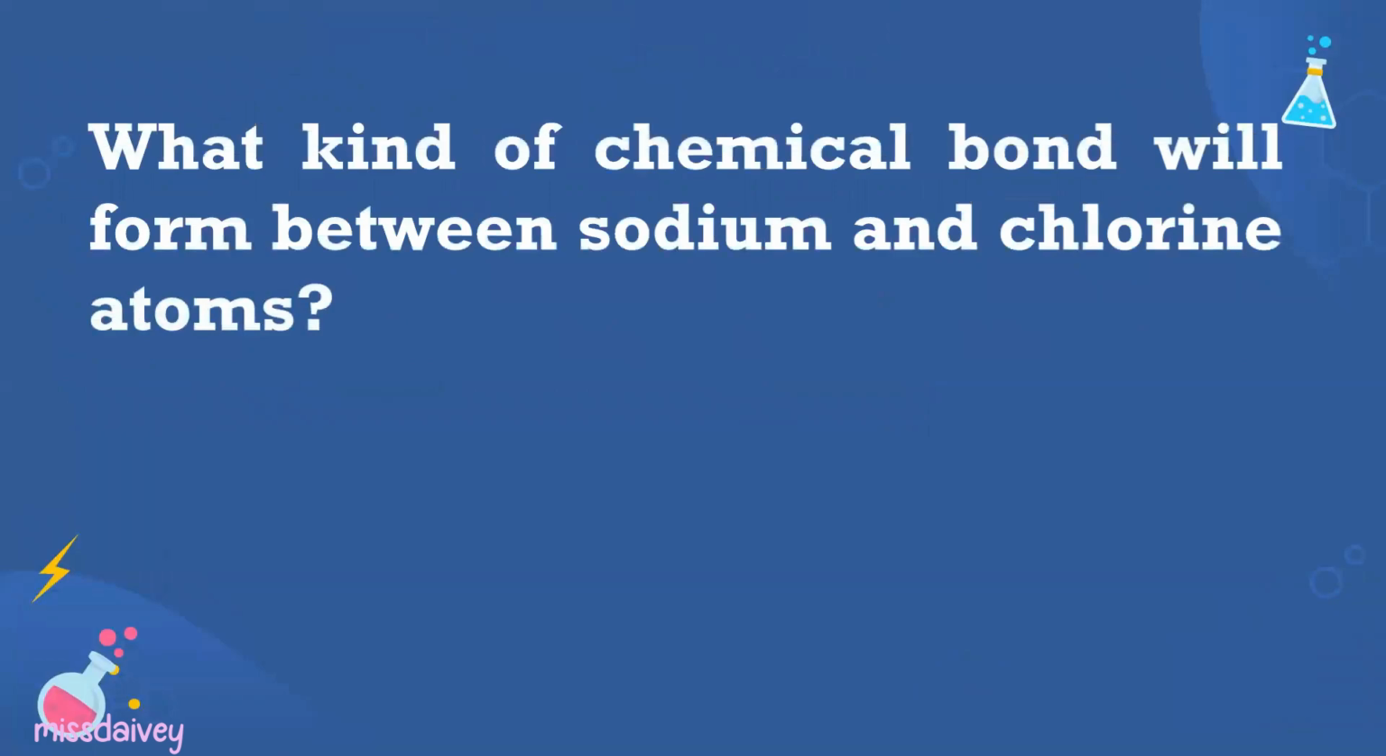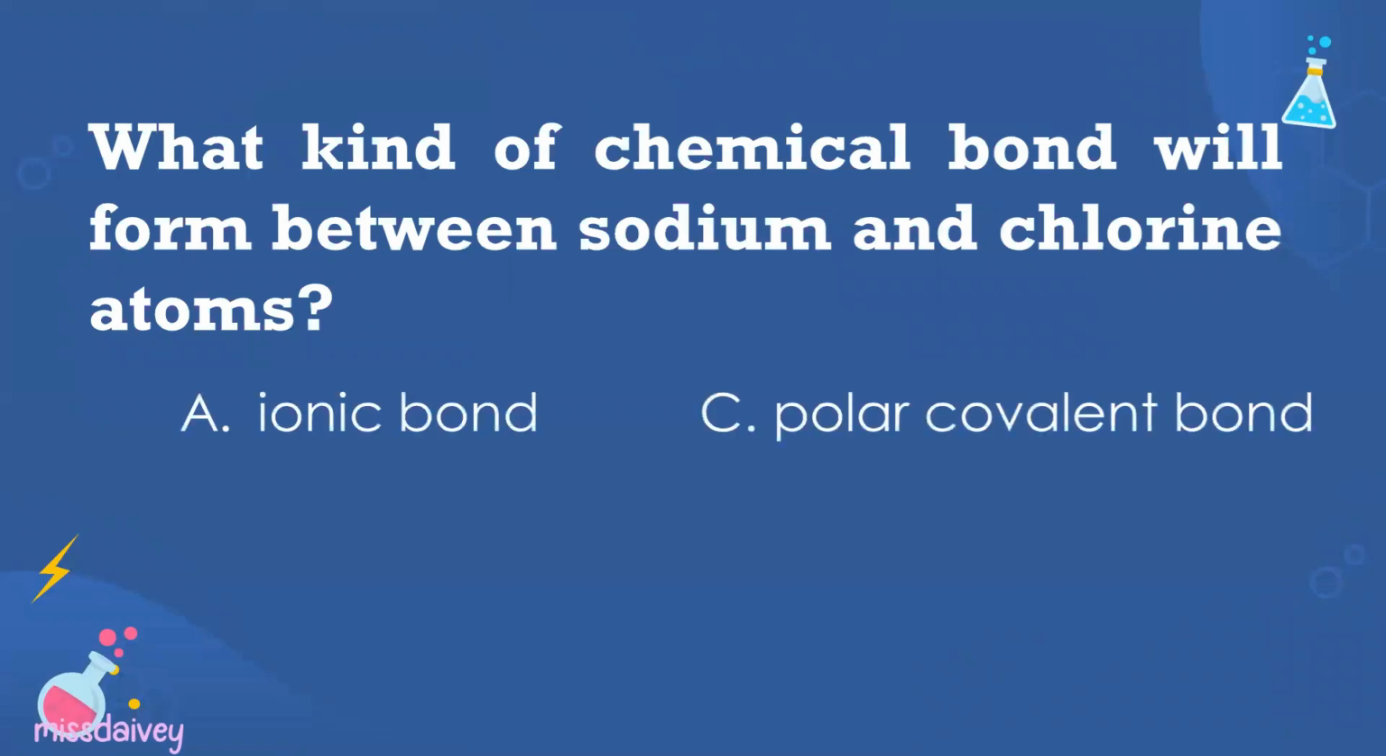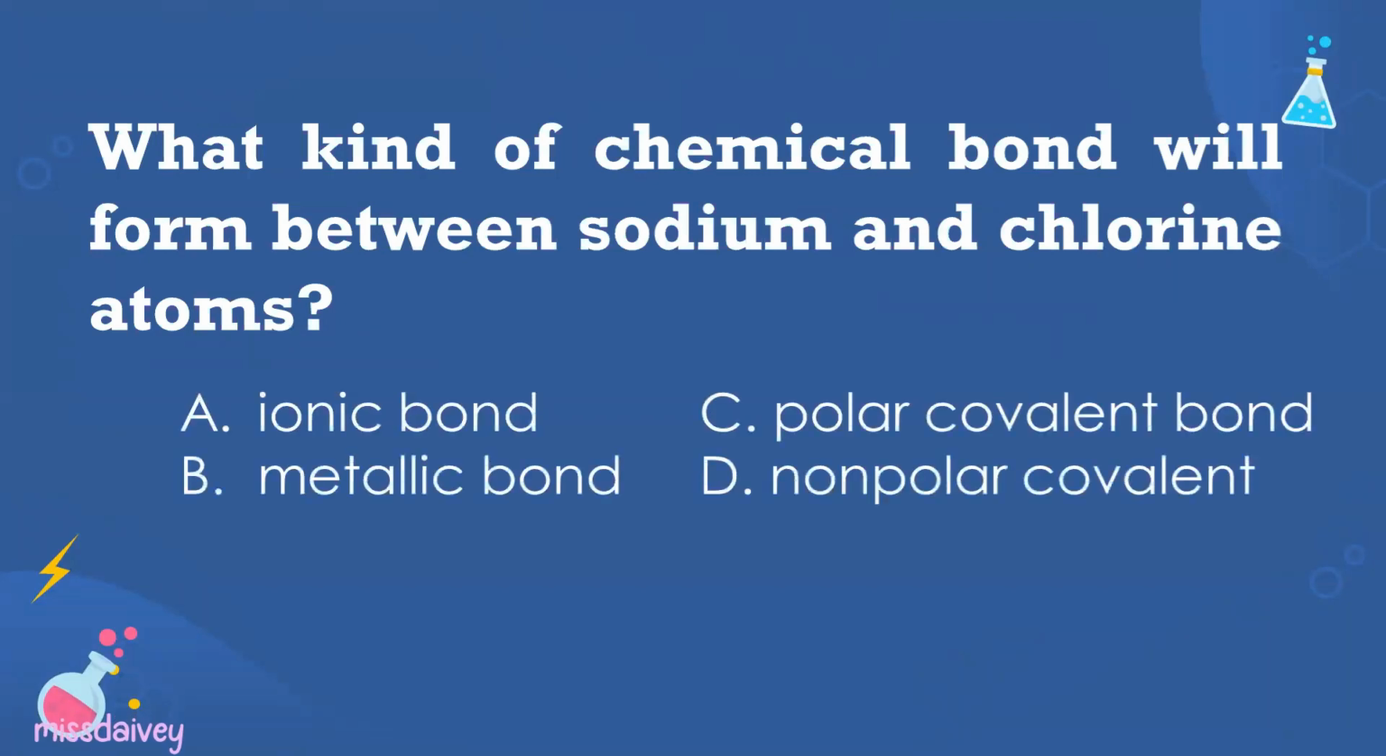What kind of chemical bond will form between sodium and chlorine atoms? A. Ionic bond, B. Metallic bond, C. Polar covalent bond, or D. Non-polar covalent bond? The answer is A. Ionic bond.